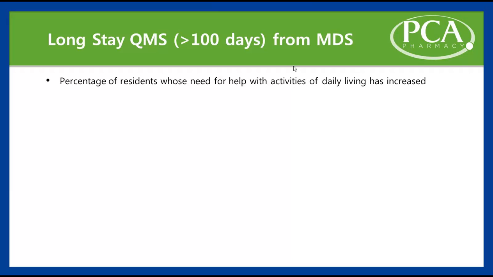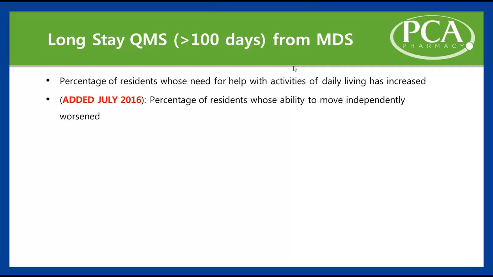So it's very important that ADL scores are entered correctly into the MDS. They added a quality measure in July of 2016, which was for the percentage of residents whose ability to move independently worsened. They consider the percentage of high-risk residents with pressure ulcers. They're looking at pressure ulcers or sores that are staged 2 to 4 in high-risk residents. That would indicate that a resident has impaired bed mobility or transferring. They might be comatose or have malnutrition.